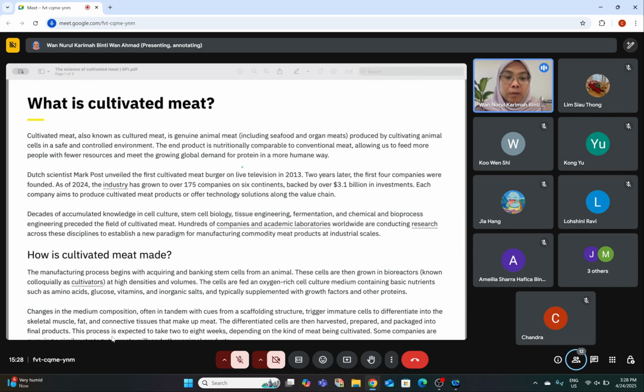cost of the technology itself to make sure that the cell cultivation is safe in a controlled environment. It requires a certain level of investment for technology that could guarantee that the meat is safely produced or cultivated. So here, you can take the whole sentence, cultivated meat, also known as cultured meat, is genuine animal meat produced by cultivating animal cells in a safe and controlled environment, and put it in 4 different STEEPV categories for your PSM project.